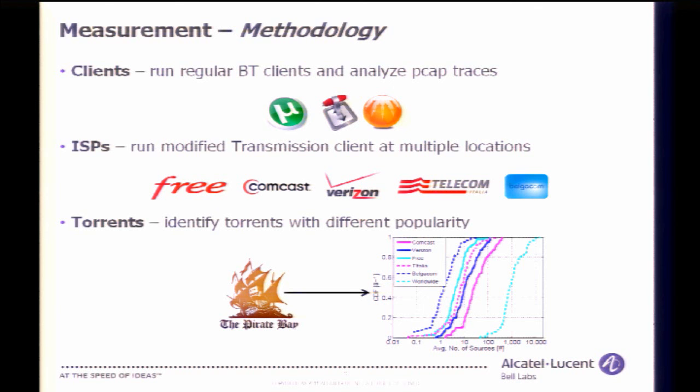For the ISPs, we could play with these five: Free in France, Comcast and Verizon in the US, Telecom Italia in Italy, and Belgacom in Belgium. And basically this only means we had access to machines there. We first used PlanetLab to run some experiments, but it was very unreliable. We couldn't really tell what was happening. The good thing was we had access to many ISPs, but it was very hard to really get an understanding of what was happening.